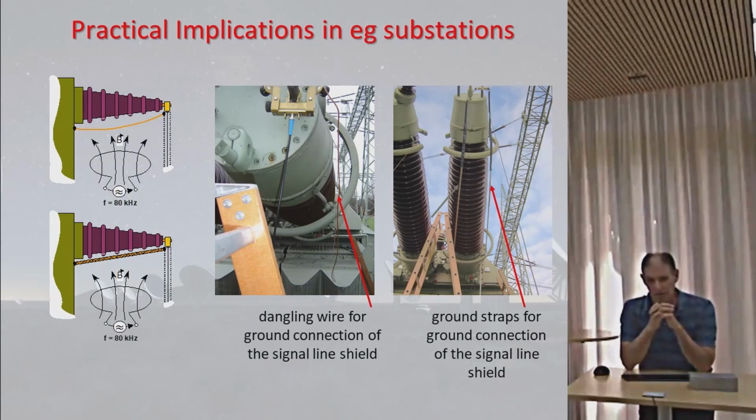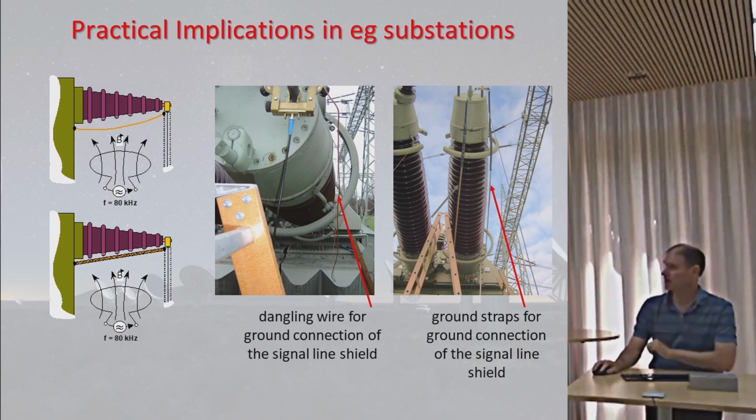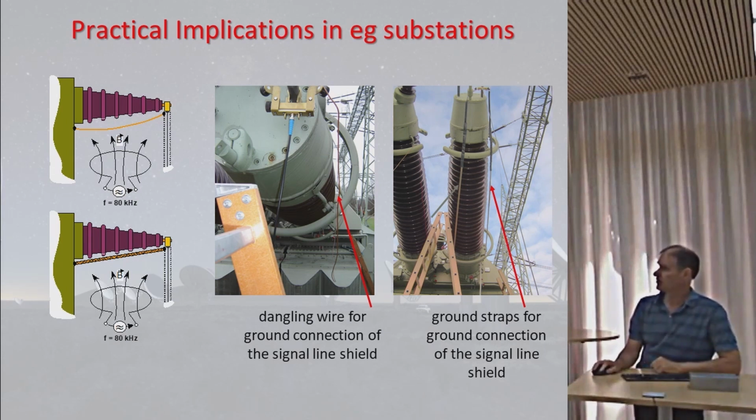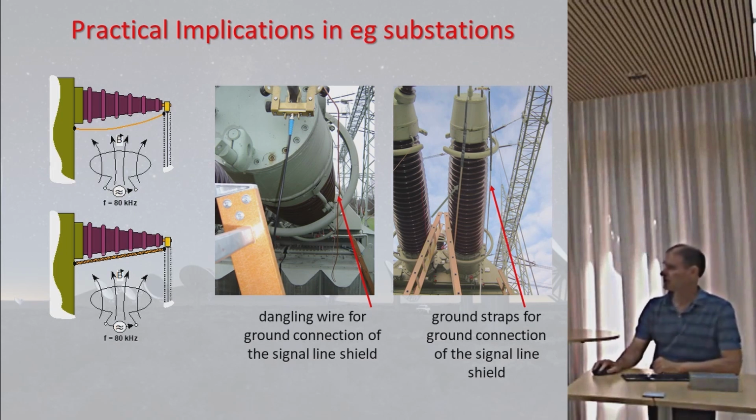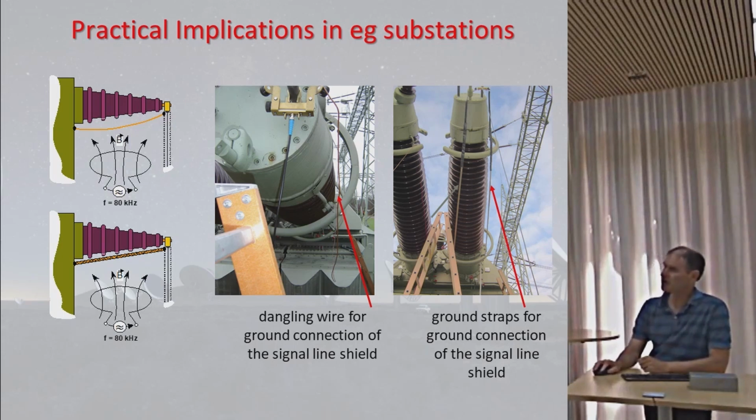Now, what are the practical implications of this? Let's just take a substation. This is a substation with a transformer and bushings. So on the right-hand top picture here is a picture of some real bushings. And on the right-hand picture, we put a very defined earth return path. And in the middle picture, we put a very vague dangling wire. And that gets illustrated by this schematic picture over here.